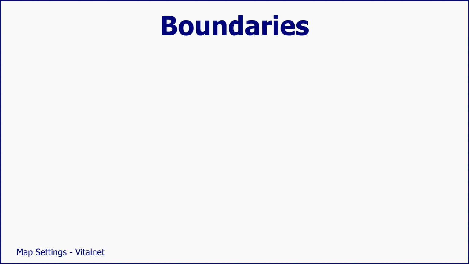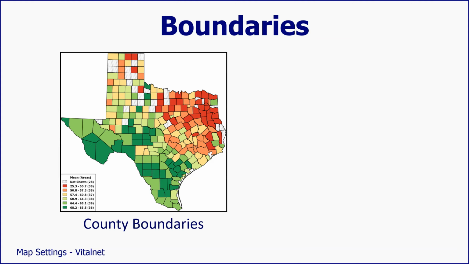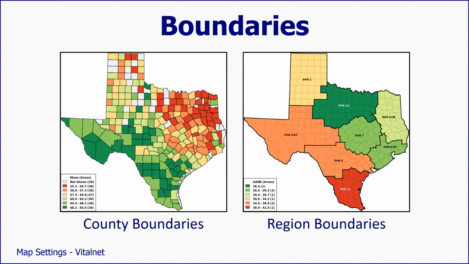The boundary setting is very powerful and useful. The default map, shown on the left, has county boundaries. The map on the right shows region boundaries. Vitalnet lets you easily select other built-in boundaries. Your version of Vitalnet can use whatever boundaries you specify. This is a great time saver to produce incredibly beautiful maps.